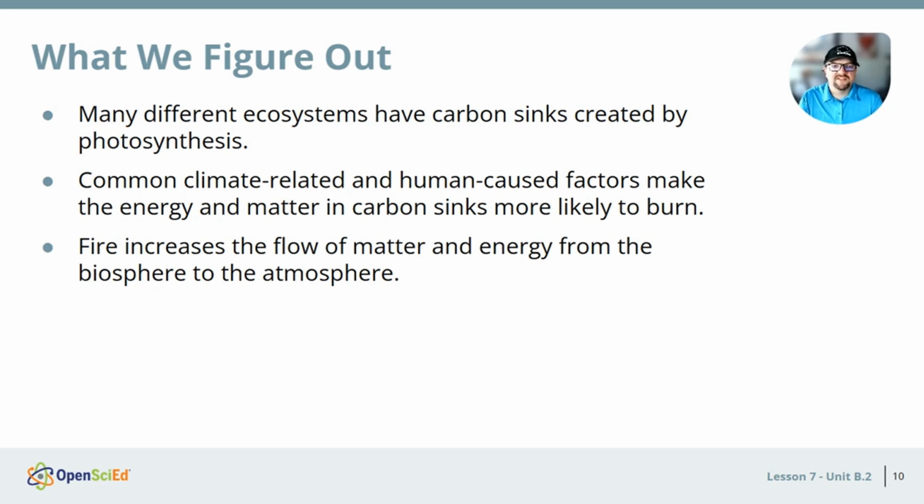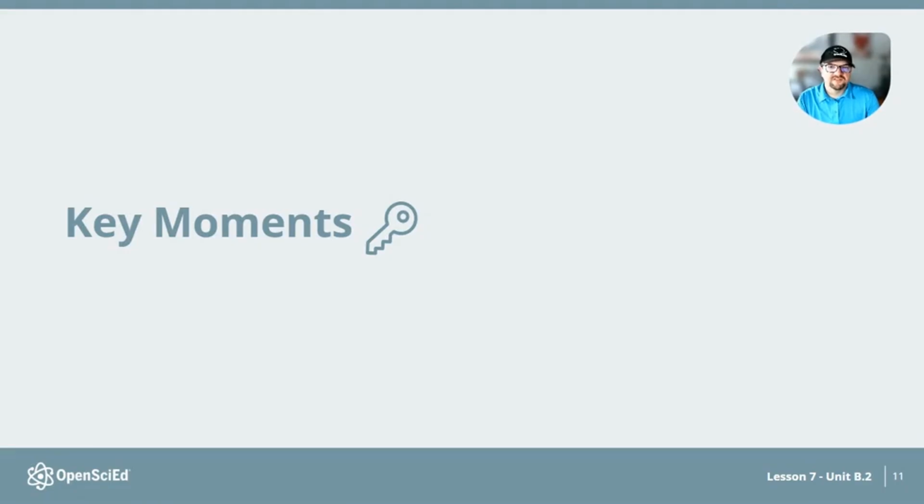By the conclusion of this lesson, students realize that many different ecosystems contain carbon sinks that were originally created through photosynthesis. Second, they see that a mix of climate-related and human-caused factors make the energy and matter in these sinks highly likely to burn. Finally, they establish that fire increases the flow of this matter and energy from the biosphere into the atmosphere. Now I want to walk through some of the specific moments in the lesson where students' thinking shifts and where your facilitation matters the most.